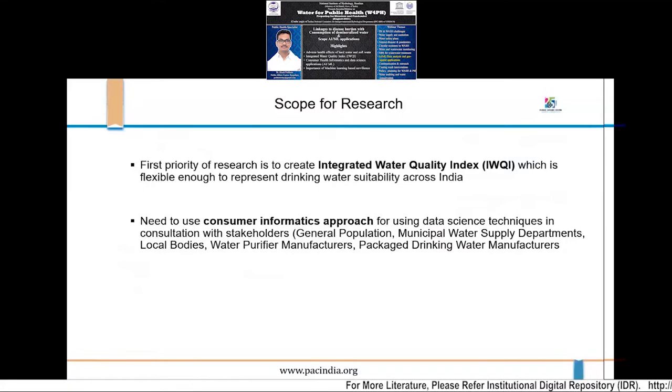And second, once we develop the index, there should be a consumer informatics approach wherein all the stakeholders are brought onto a single line of understanding, saying that the index should be used by them while promoting water consumption, or while building new houses, or while giving connections to new residential areas, or even while selling water purifiers.